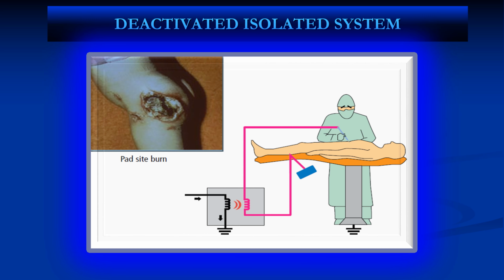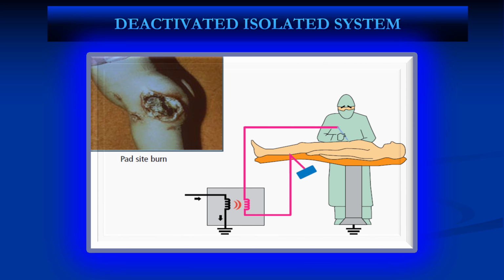Deactivated isolated system. If the circuit to the patient return electrode is broken, an isolated generator will deactivate the system because the current can't return to its source. Generators with isolated circuit eliminate the hazard of alternate site burn, but don't protect the patient from return electrode burn, such as the one shown at the left.